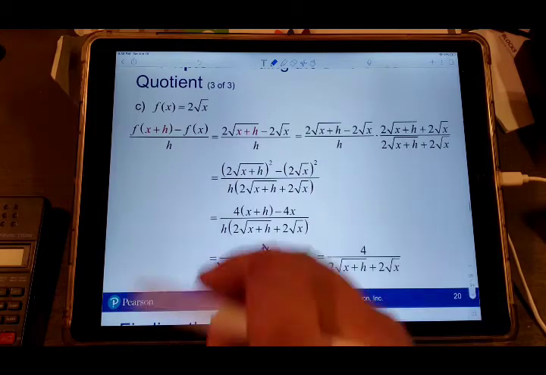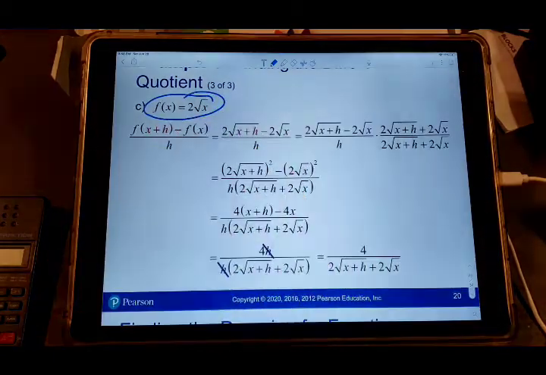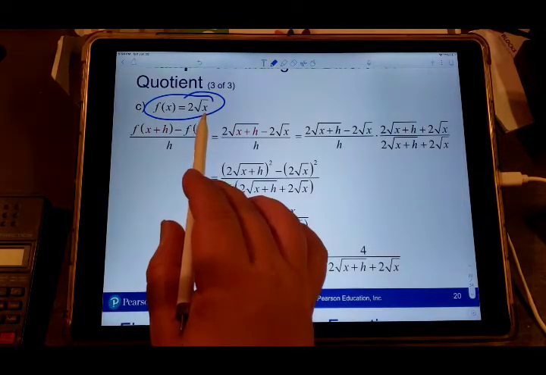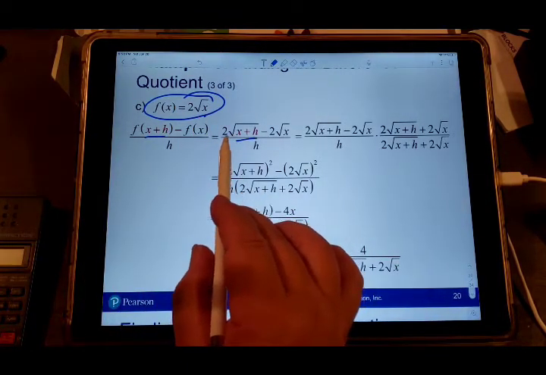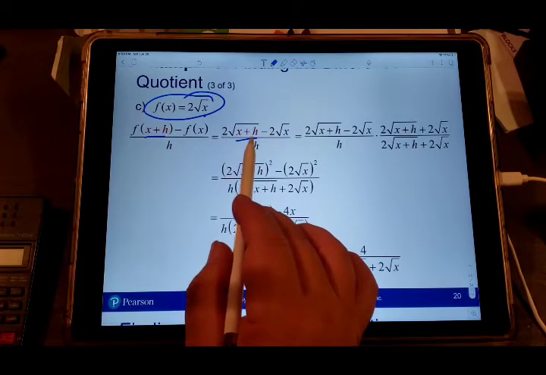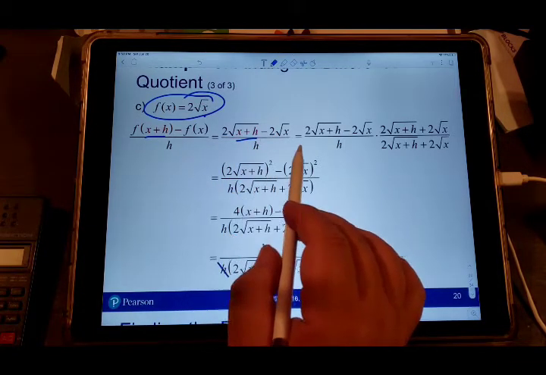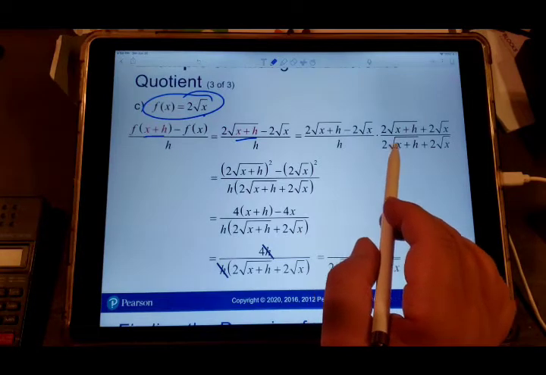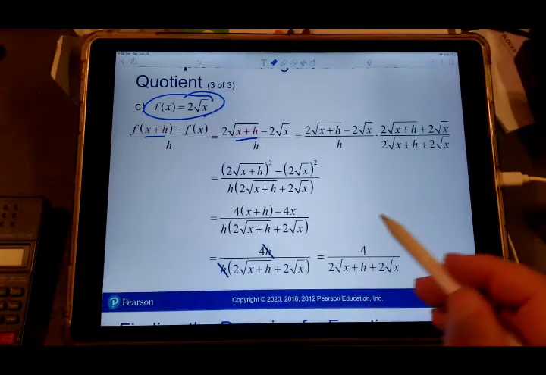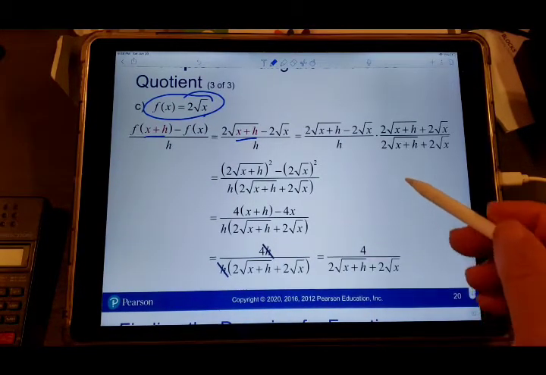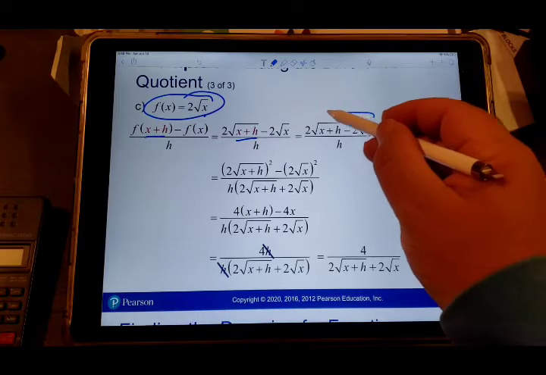All right, what if the function is 2 square root of x? Well, it's 2 square root of an argument. We're going to have 2 radical x plus h. Everything else cancels, simplifies as it does. And I noticed they did something a little unusual here. I don't even know that this was bad.